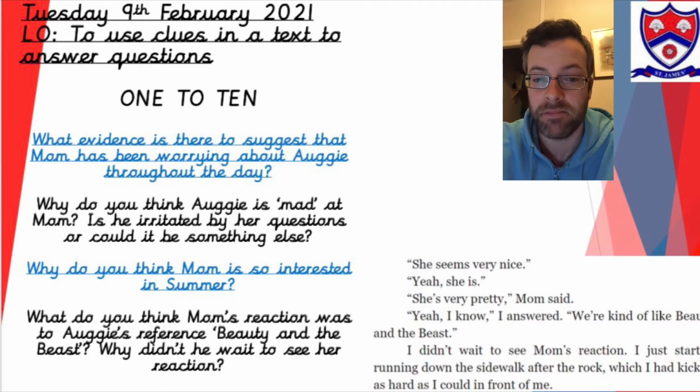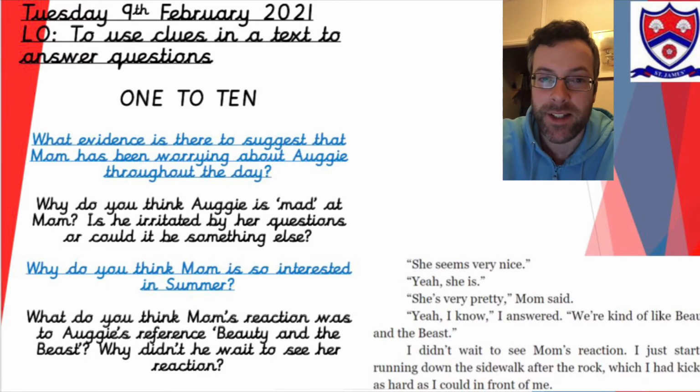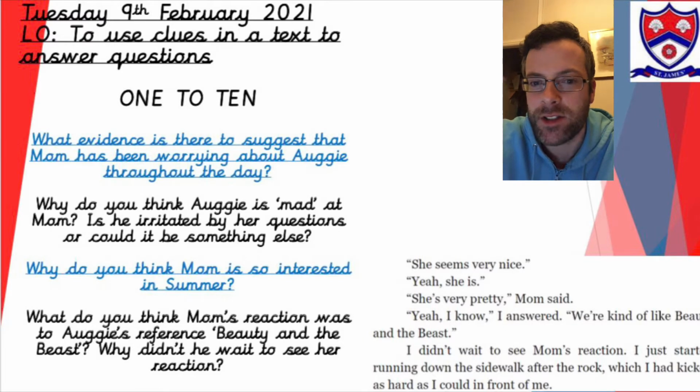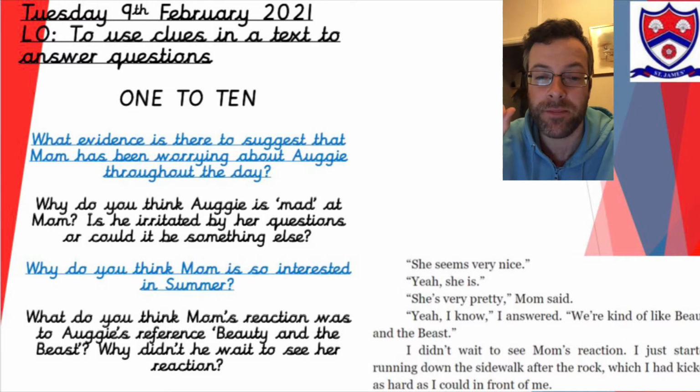What do you think? I think it's partly the questions, like he doesn't want to answer a million questions about school. Maybe he's mad at her that she sent him to school. Maybe he's just mad in general and taking it out on her a little bit. Don't know. Why do you think Mum is so interested in Summer? So you need to answer that.